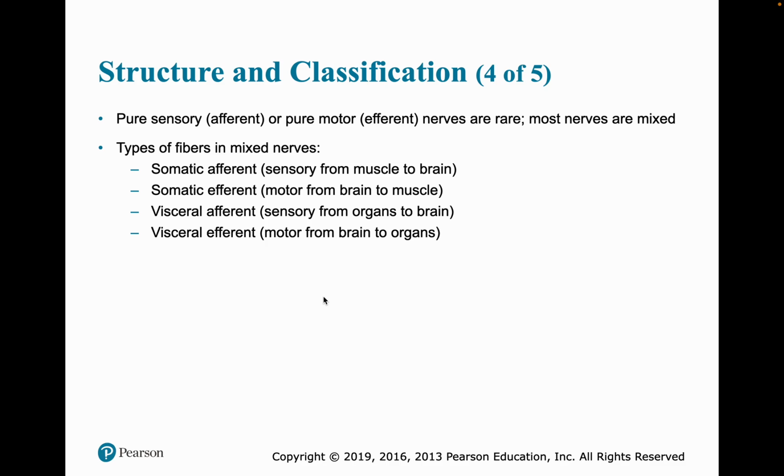Types of fibers in mixed nerves would include somatic afferent, somatic efferent, visceral afferent, and visceral efferent, depending on whether it goes from muscles to brain, brain to muscles, organ to brain, or brain to organs.